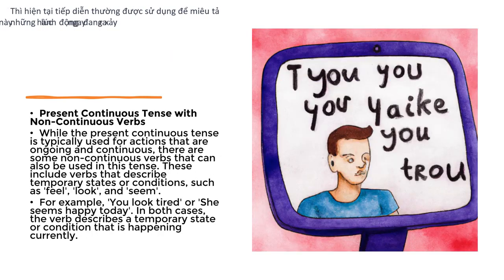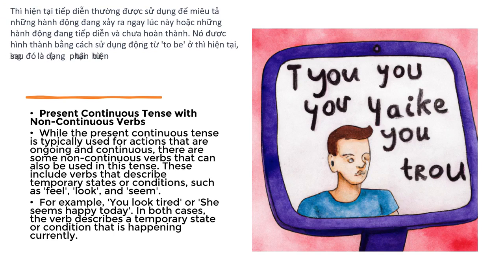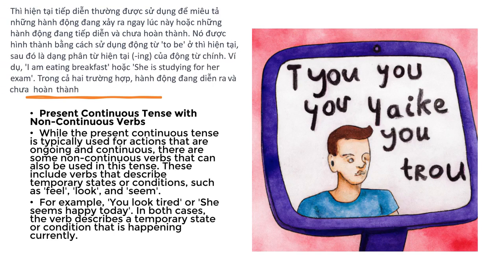Although the present continuous tense is commonly used for ongoing and continuous actions, it is also possible to use this tense with certain non-continuous verbs. These types of verbs are used to describe temporary states or conditions rather than continuous actions. Verbs such as feel, look, and seem can be used in the present continuous tense to describe a temporary state or condition that is happening currently.